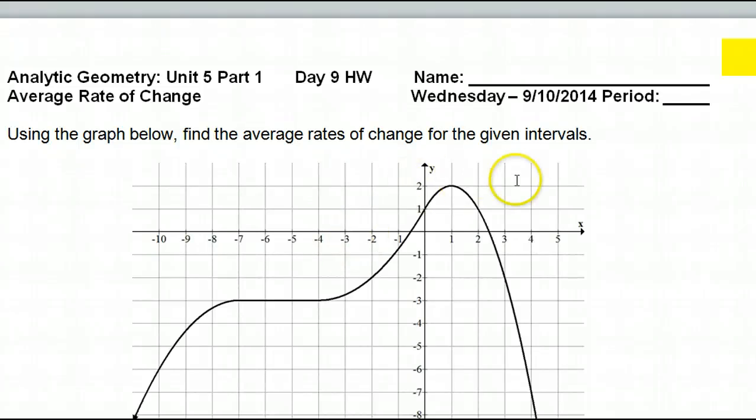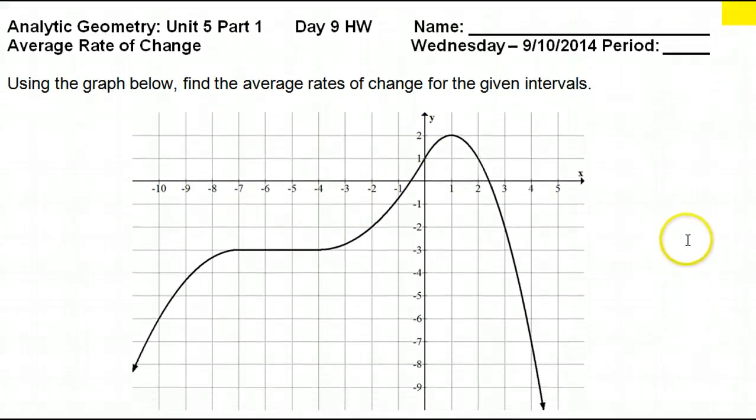Alright guys, this lesson is about average rate of change. We have learned that it means the same thing as the slope, and we will be looking at graphs and figuring out the rate of change.